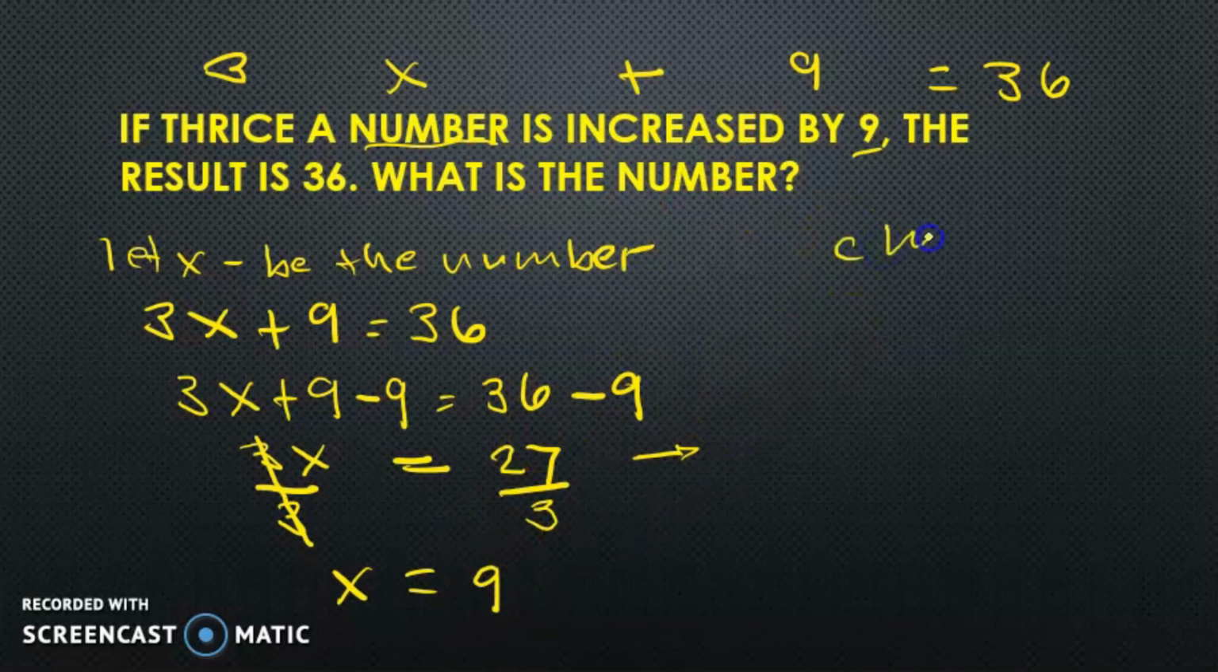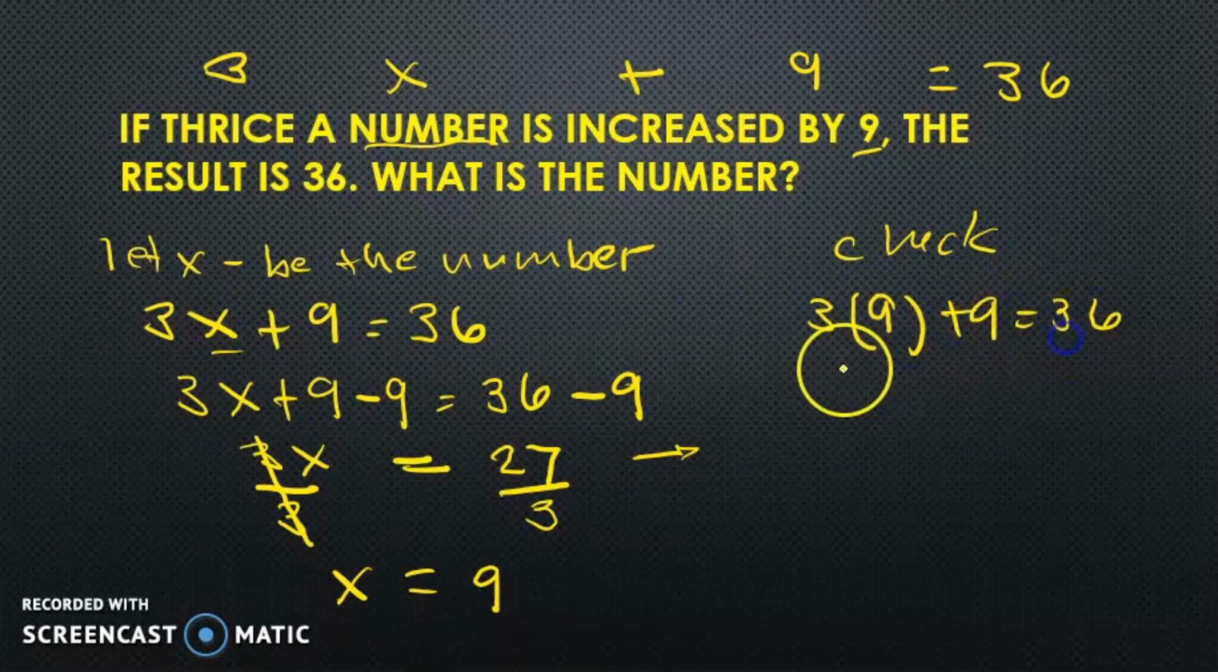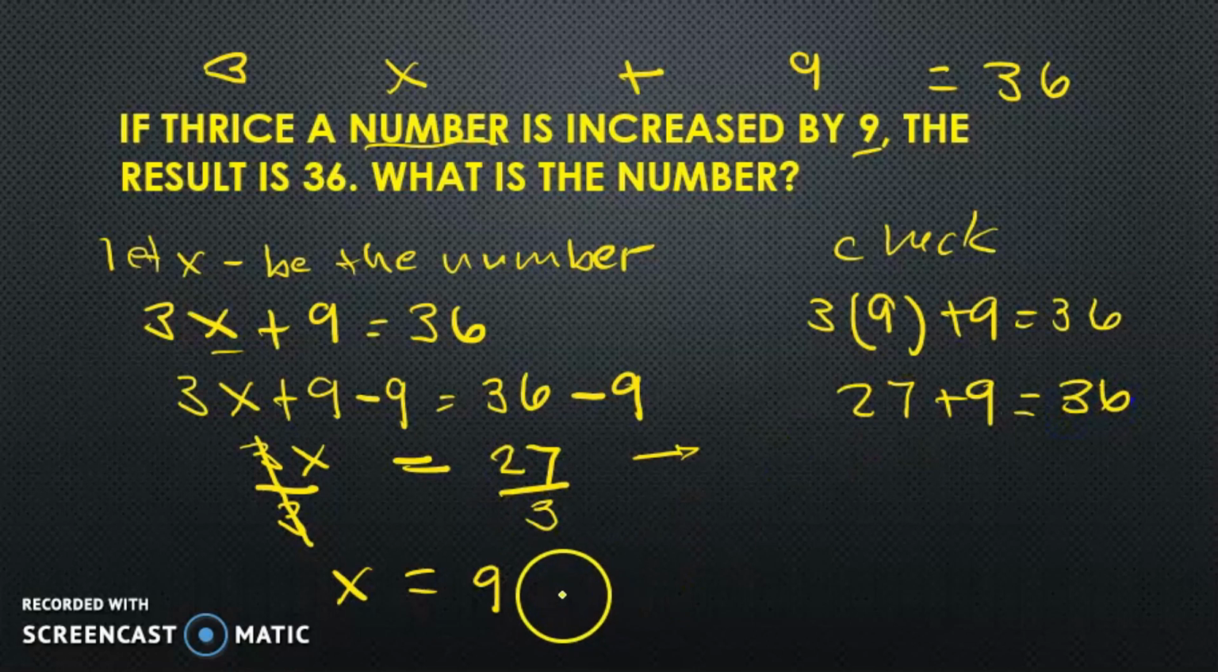So, check natin. So, 3 times yung x natin, no? Which is 9 plus 9 equals 36. So, 3 times 9 is 27 plus 9 equals 36. Okay, therefore, our answer is correct. The missing number is 9.